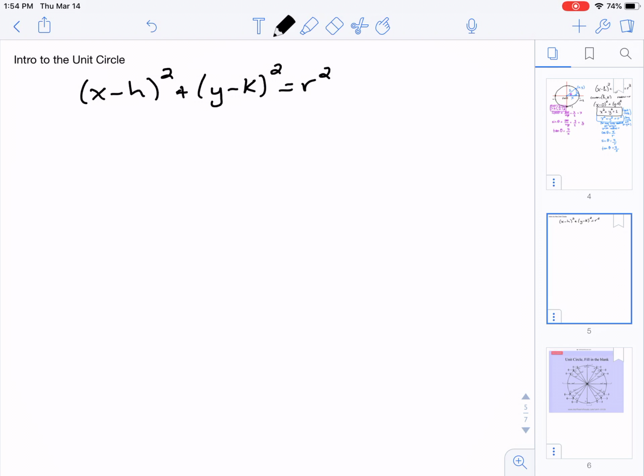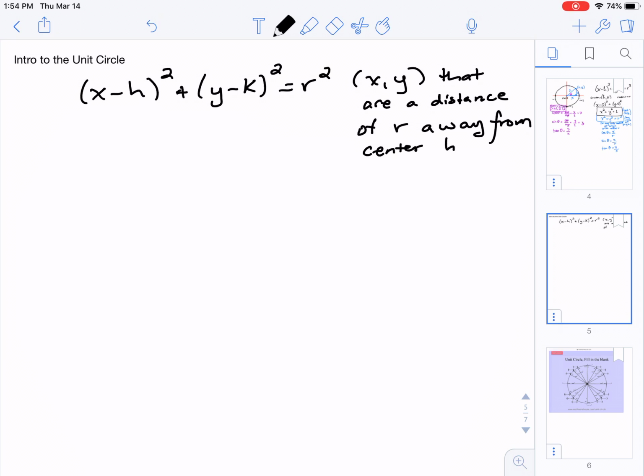So what this equation is saying is that there are a bunch of points, so all the coordinates x, y, that are a distance of r away from the center (h, k). Okay, so the center of the circle is at (h, k), the radius is r, and we're saying these are a whole bunch of points, all these x, y's, that are exactly r distance away from the center.